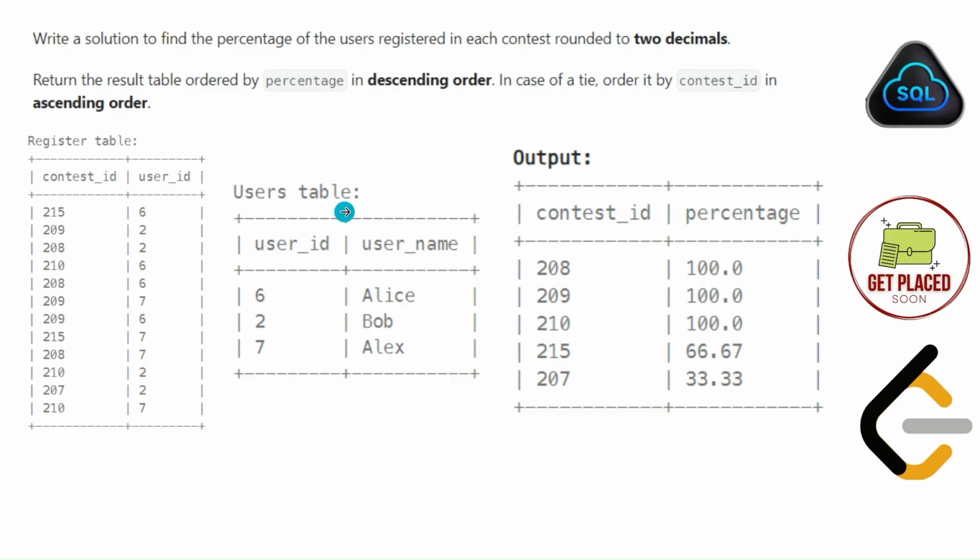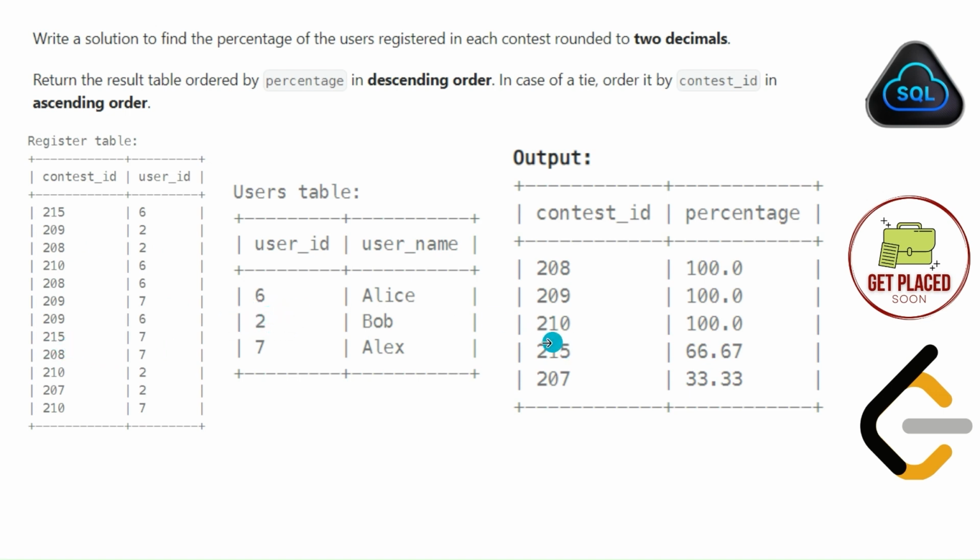Okay, now let's take an example. So here you can see in the user table 3 users, 6, 2, 7. In the register table, you can see these user IDs 6, 2, 7, and you can also see different contests, right? So for example, let's take the contest ID 215. For 215, 6 has registered. And search for 215 again, you can see 7 also registered. Again search for 215, no, only 6 and 7 have registered for the contest ID 215.